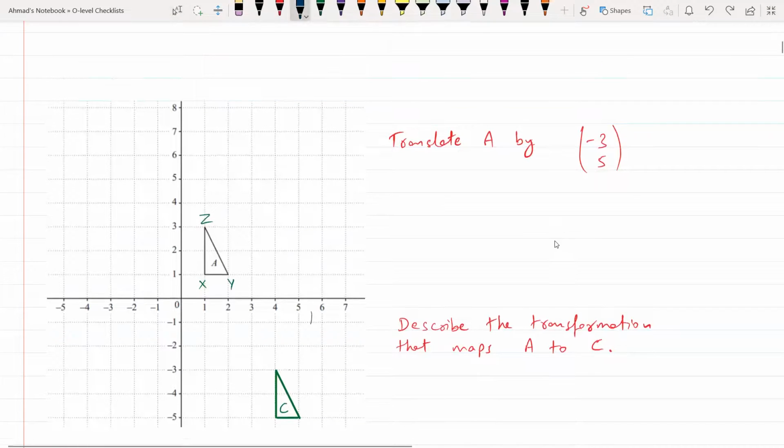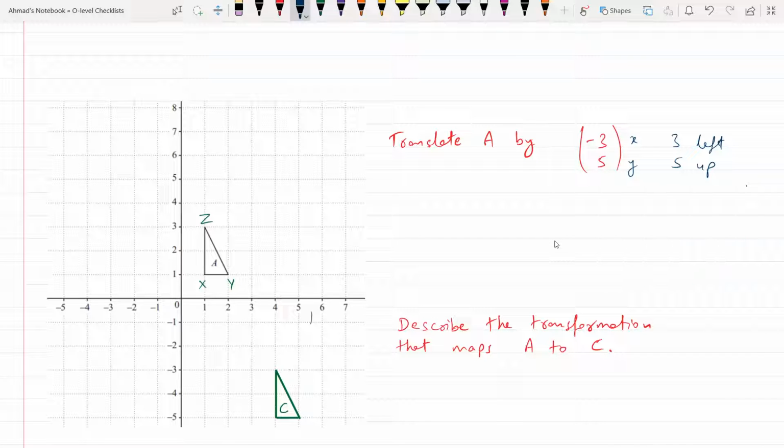Let's do an example. So we have this triangle here, that's triangle A. We have to translate it by this vector, -3 and 5. Now, what is -3? -3 is the horizontal component, or you can say the x component. 5 is the y component. Okay, so आप कोई भी एक point लोगे अपने triangle के ऊपर. Let's say you take x here. X को आप move कर दोगे 3 units to the left, right? So this means 3 units to the left. And vertical component means 5 units up here because that's positive.